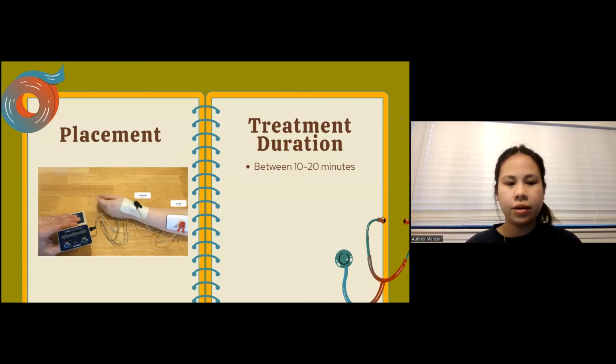So this is the placement on the picture. As you can see, the cathode or the negatively charged patch is placed on top of the area where there is pain or where the symptoms are. And then the anode or the positively charged patch is placed in a more distal part. And also it's important to make sure that the skin should be shaved and cleaned prior to putting the electrodes. Treatment duration will last between 10 to 20 minutes.